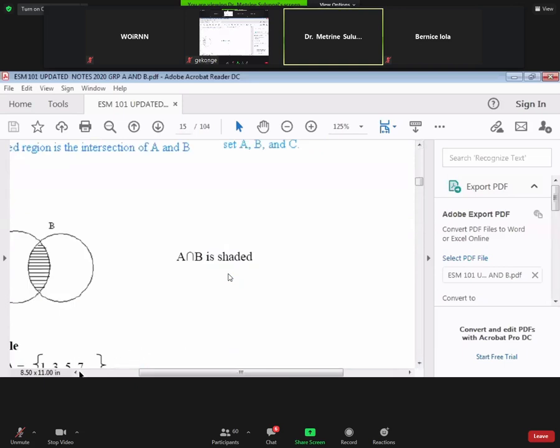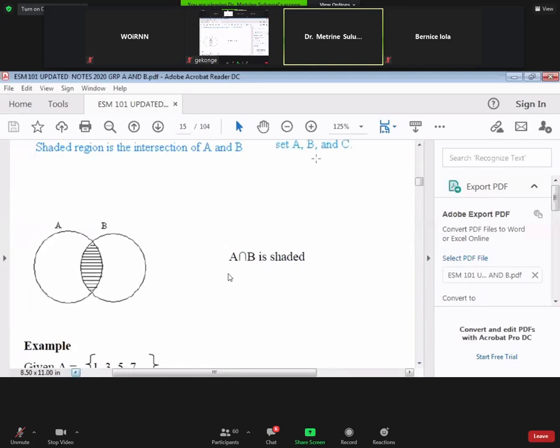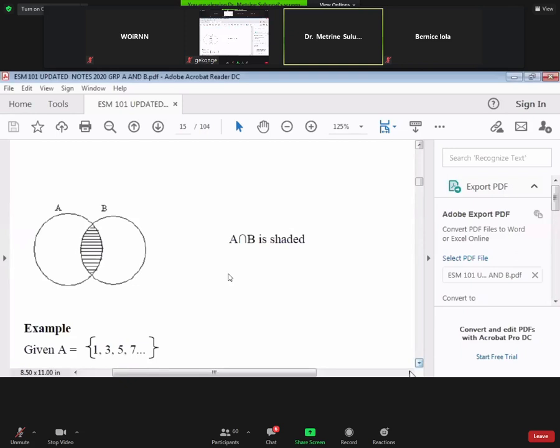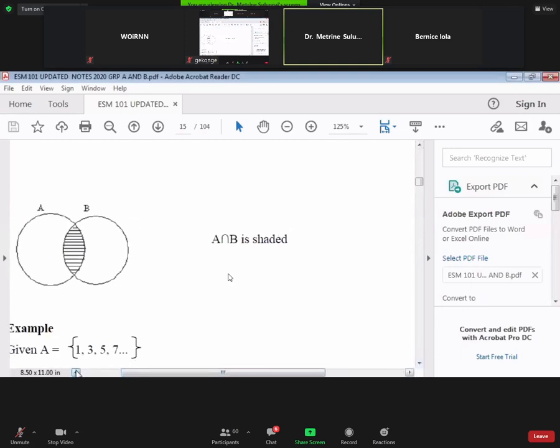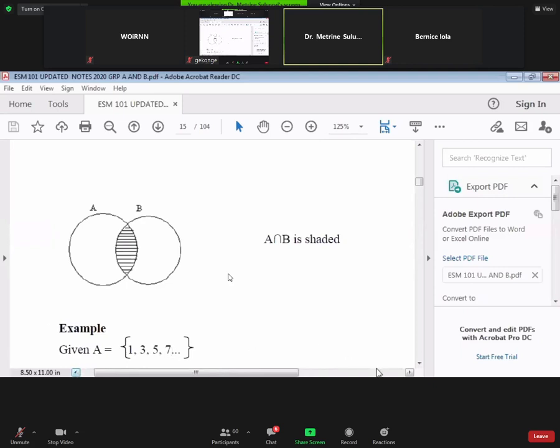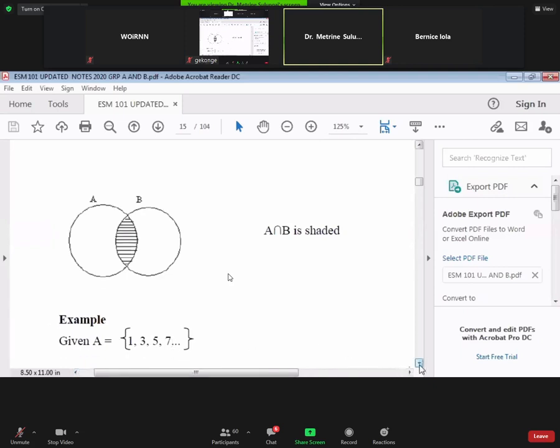Let's look at example. There's an example on the screen. Still admitting people. Look at that example on the screen. That given, you can write it down.